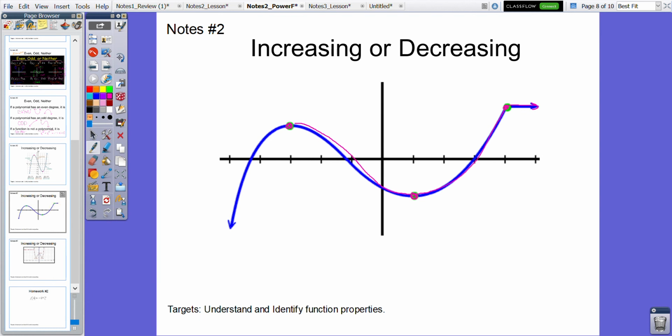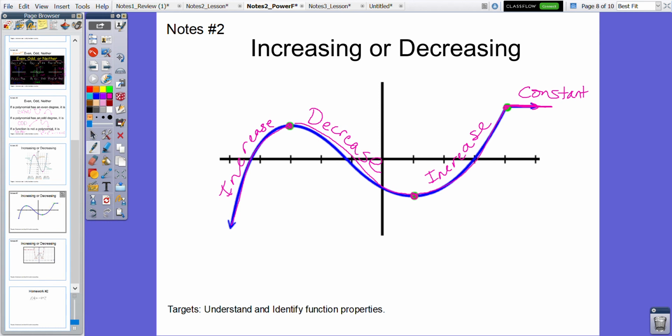It is constant. Okay, so I'm going to illustrate this for you guys one more time. From here it is increasing from negative infinity to that point there. Afterwards, from that first point, it decreases. And then it increases again past that second green point. And then after that, this flat region right here, this plateau, is considered constant. So neither increasing nor decreasing.